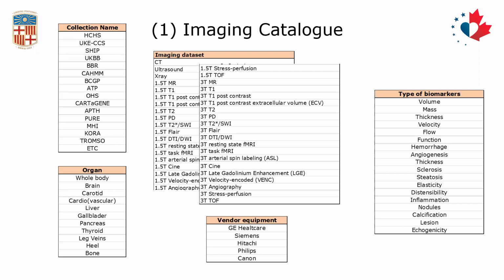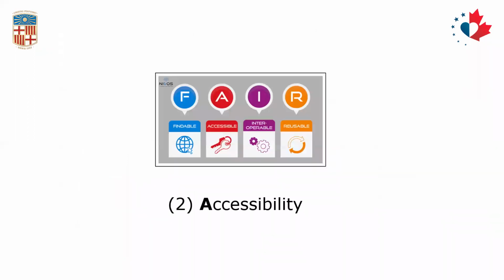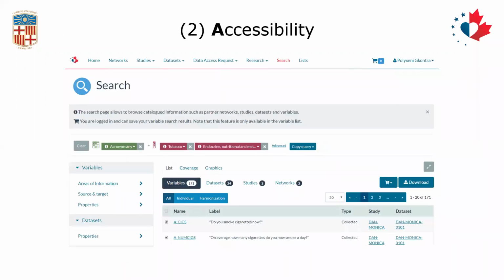So this is the first part of the platforms. Now I'm going to move to the second part, which is the A of FAIR, which is accessibility. So now we found certain cohorts that correspond to certain criteria. How do we access them?